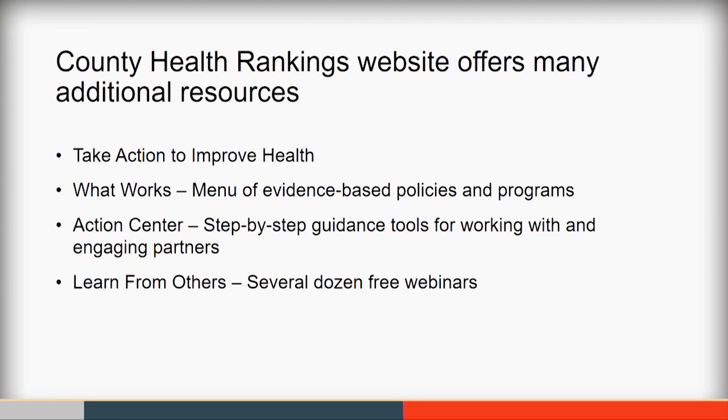They also have a lot of other information. So there's a take action to improve health. How do you start to work with others? How can you start to bring these conversations to the forefront? What works? So evidence-based policies and programs. So you want to create a policy on truancy. Could you go here and see if there's something else that somebody else is doing that is related to that, that's been evidence-based and they've had good results?